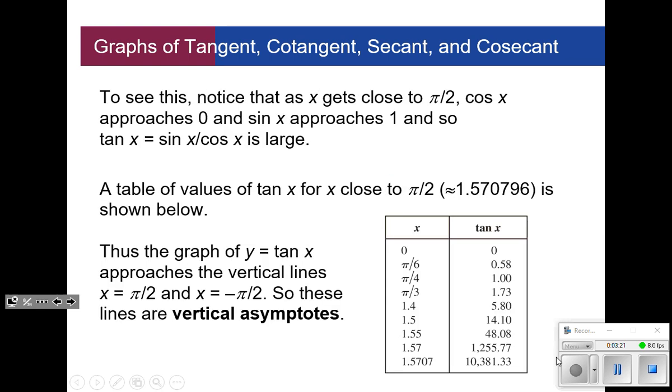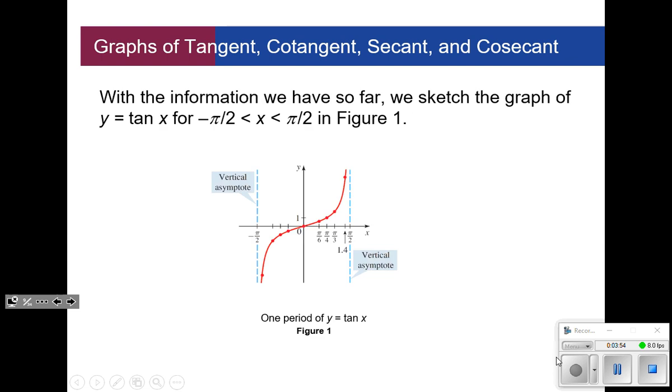But let's look here. They talk about all the different values of tangent. Look what happens. This gets bigger and bigger and bigger, as you get higher on your x values. Your tangent gets bigger and bigger. Now, this is approaching pi over 2. That doesn't equal pi over 2, but it's approaching it. We go up. We essentially end up having asymptotes.